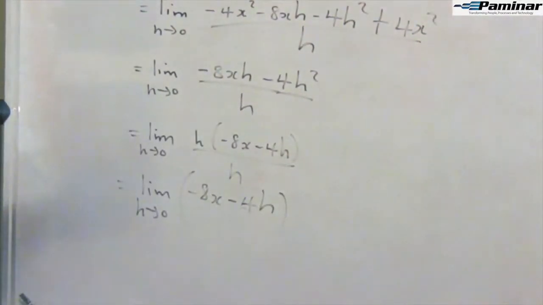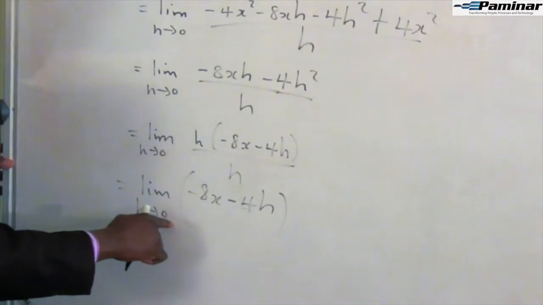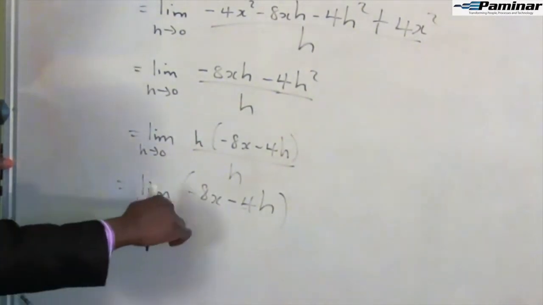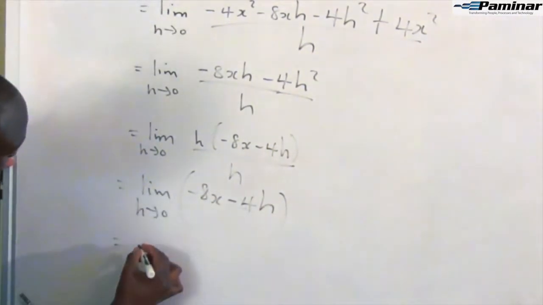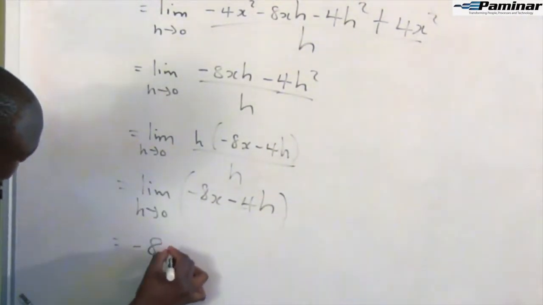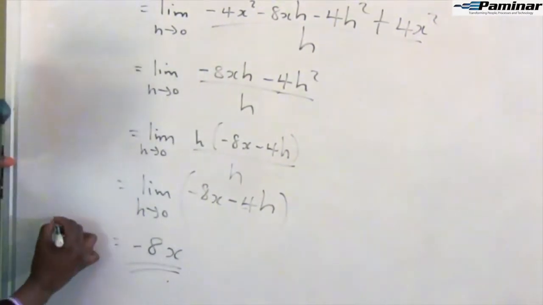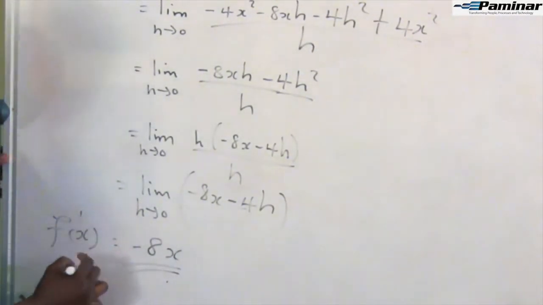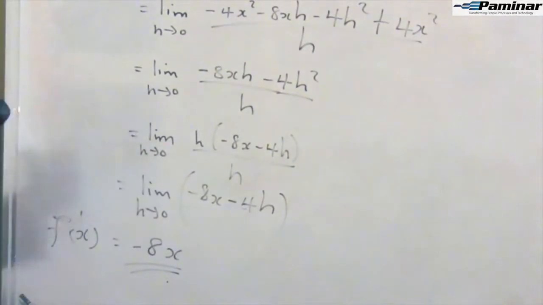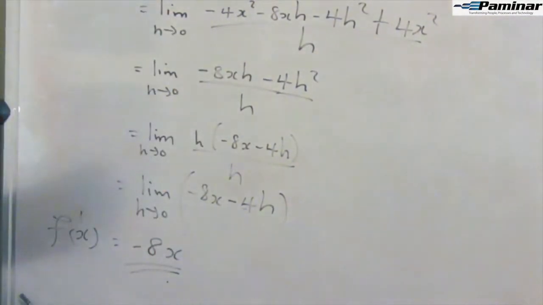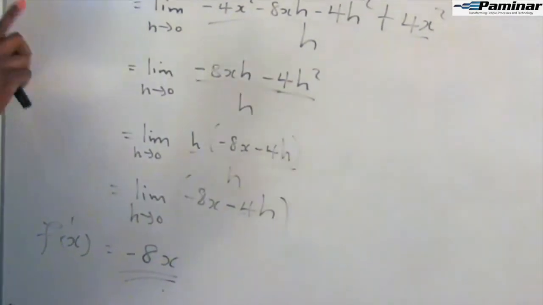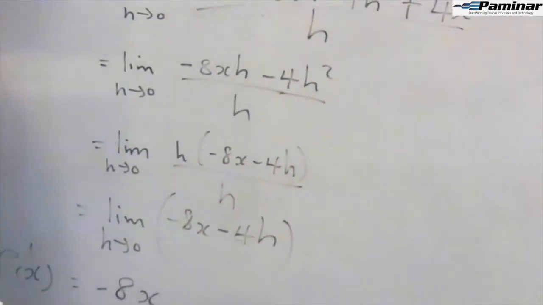But remember, it says as h approaches 0. So as h approaches 0 here, this will become 0, isn't it? So we're going to remain with minus 8x, using the first principles. If you just say minus 8x using another method, you don't get it. So use the first principles. Those are the first principles.